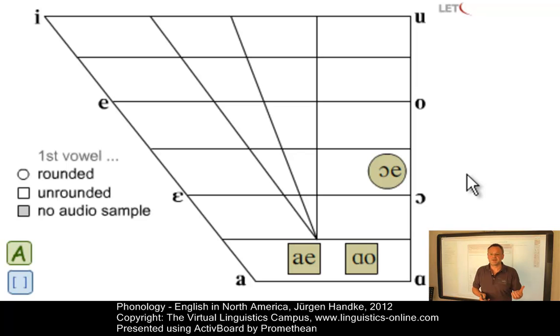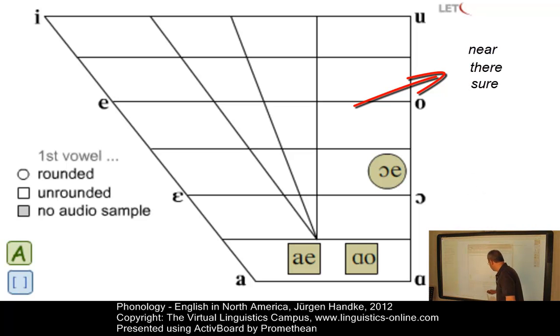Words like here, there, and sure involve combinations of a simple vowel plus R due to the high degree of roticity in American English. Let's listen. Near, there, sure. Okay, roticity.